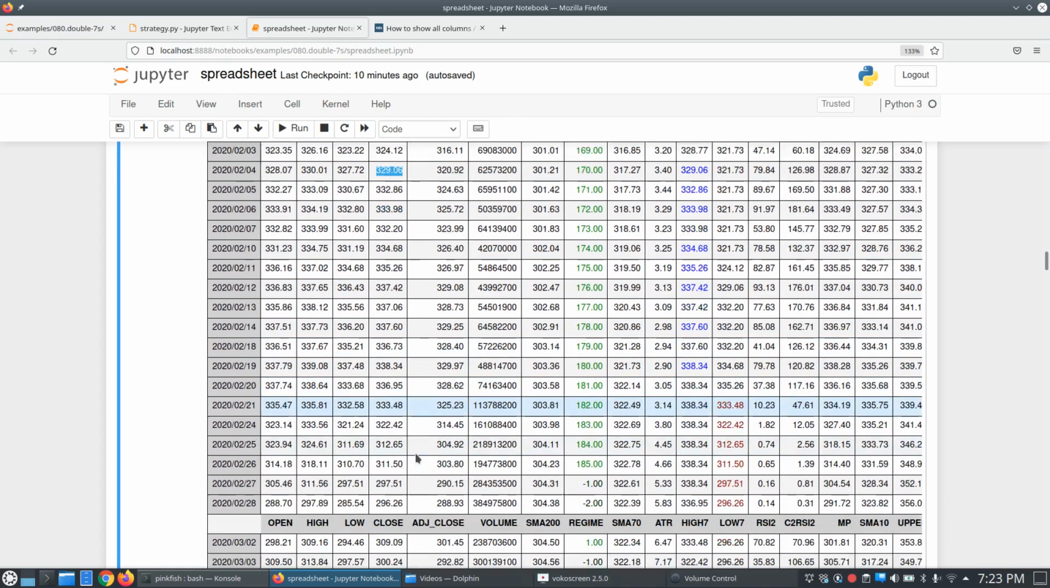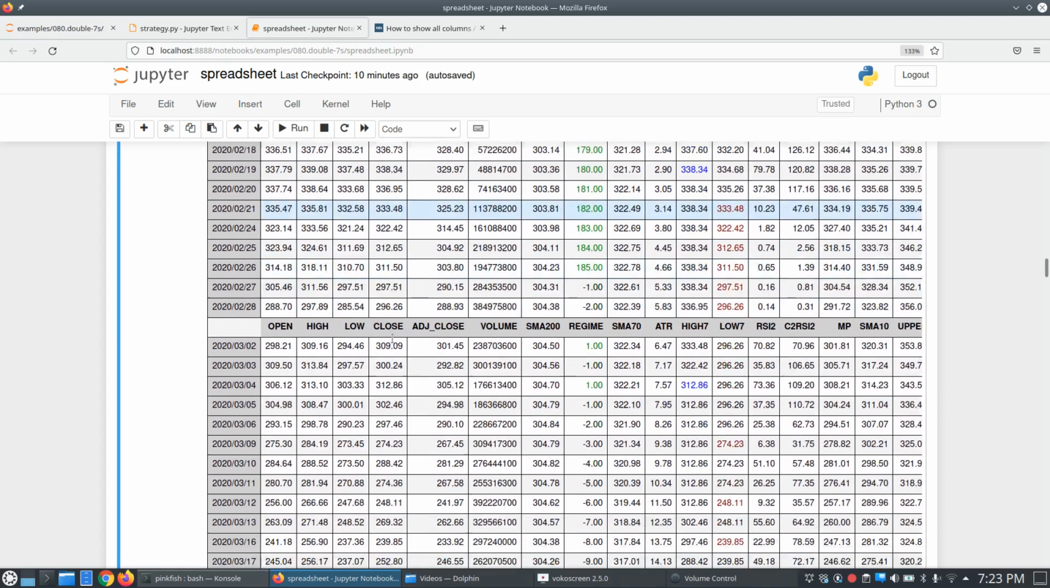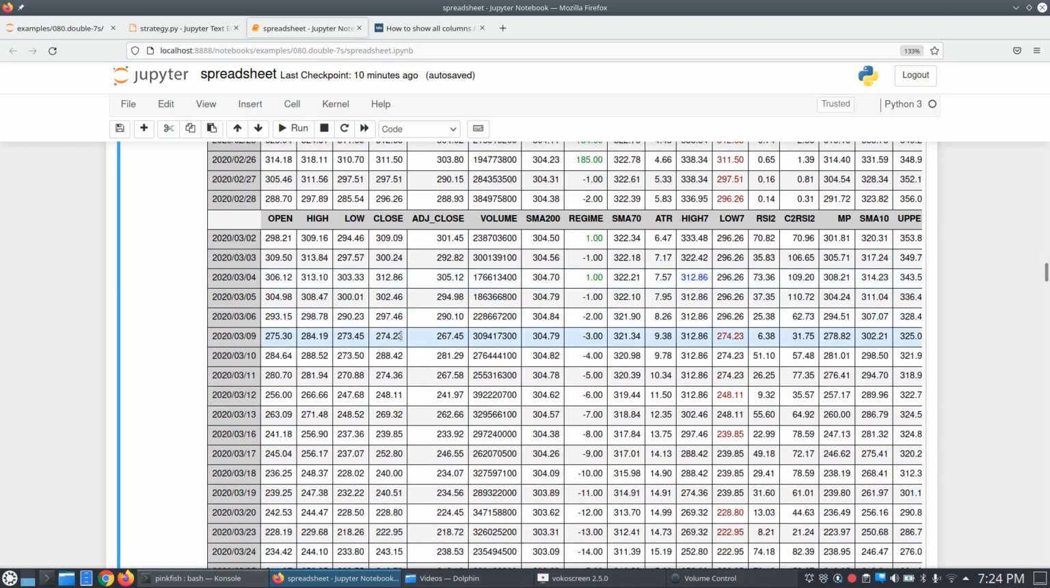Okay, the next one occurs February the 24th. We get in at 333. Okay, and then this thing really goes down before it goes back up. So this one turns out to be a losing trade, and we get out at 312.86. So we lost 10 points on that one. So now we're actually kind of behind.